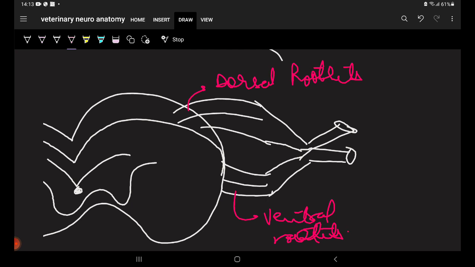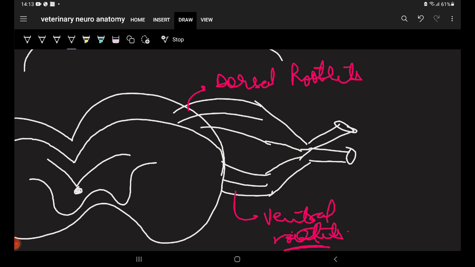Dorsal rootlet and ventral rootlet. So let us understand these terms. Dorsal means anything which faces the sky. So this faces the sky. This is the section of spinal cord. So these rootlets mean the small nerves, the various small branches of nerves which are arising from the dorsal aspect of spinal cord. These are the rootlets or branches of nerves which are arising from the ventral aspect of spinal cord.